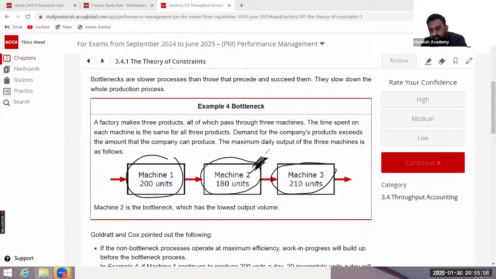Machine 1 can produce 200, machine 3 can produce 300, but machine 2 can only produce 180. So if machine 2 produces only 180, that means even if you produce 200 units from machine 1, in machine 2 they cannot be fully processed because machine capacity is only 180 units. So it will create a bottleneck resource, and it is known as theory of constraint. Got it?